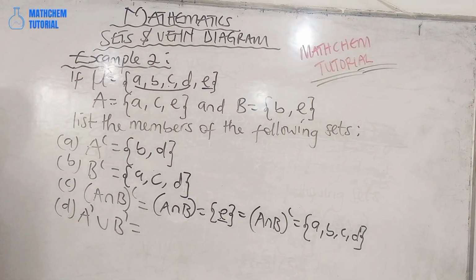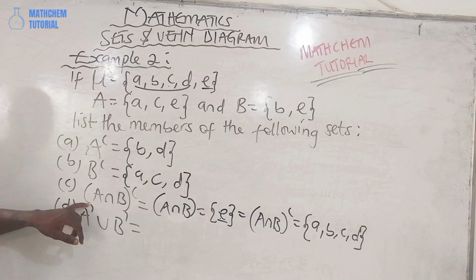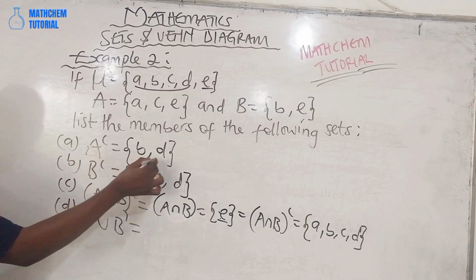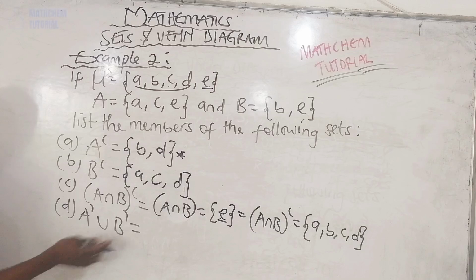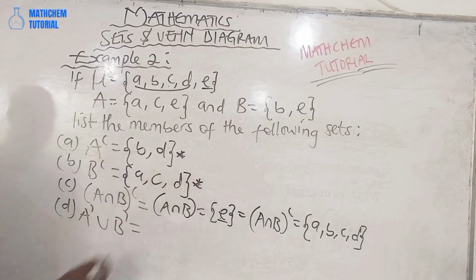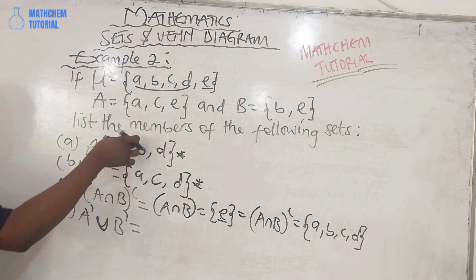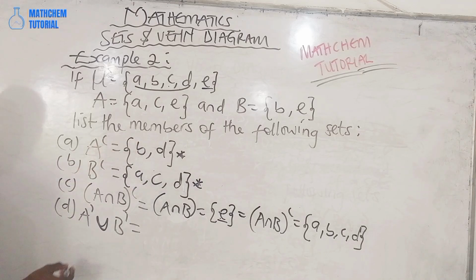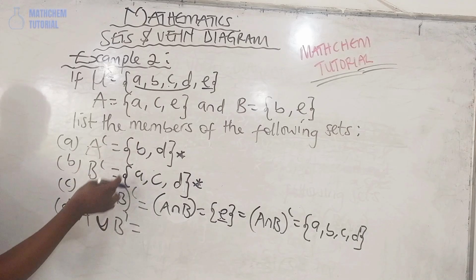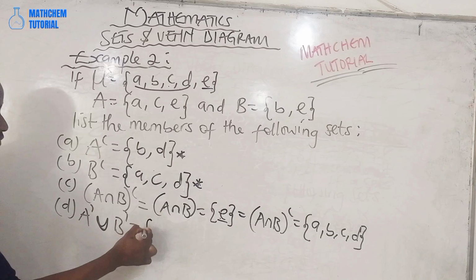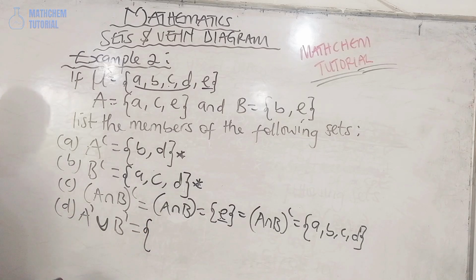Now moving to the last question, which says A complement union B complement. I already have it here. I have my A complement here, and I have my B complement here. So what would I do? I will just union the both together. Union means I will combine the both together. But when I'm combining it, I will make sure that I write it in alphabetical order or ascending order. That means from smallest to the biggest.